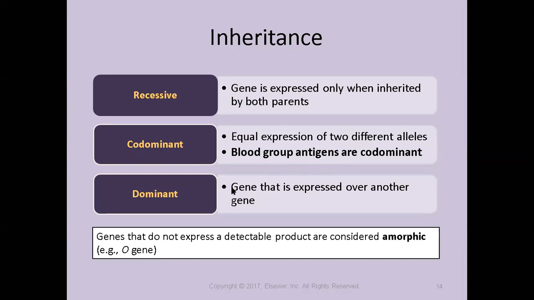Dominant situation is when we have a gene that is expressed over another. Okay, and so there are genes, for instance, in the ABO system that do not express a detectable product, and those genes are called amorphic. And the example here is the O gene. So inheriting the O is basically nothing. Okay, it does not make a functional sugar to add to the chain of the antigen, and so we call it an amorph.